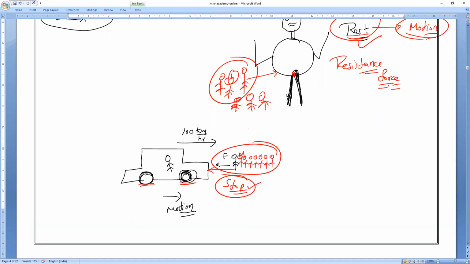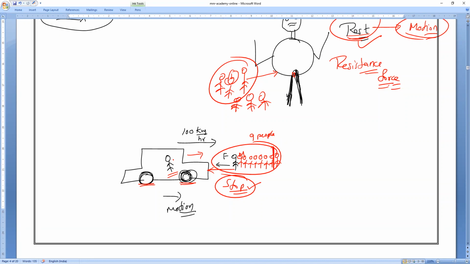Suppose 9 people are there. Still 9 people cannot stop this car. As soon as the 10th boy joins, the car will stop. So why did they fail to stop it until 9 people? Because the car's force is greater than theirs. Am I right or wrong? Yes, sir.